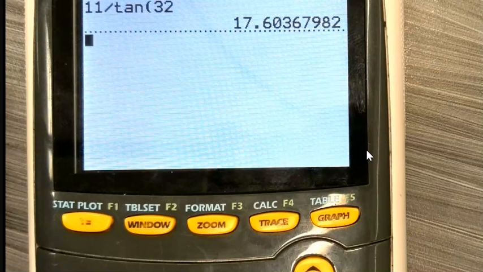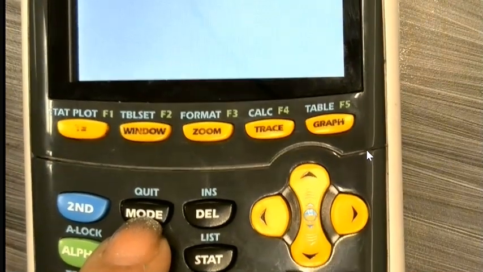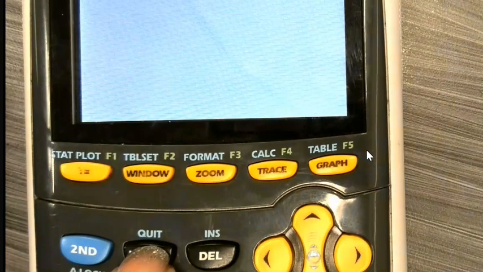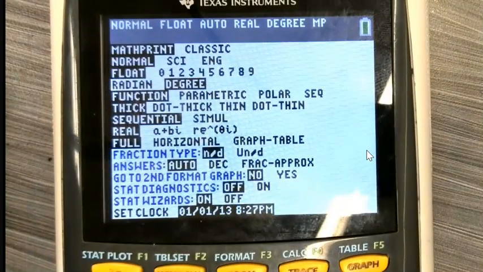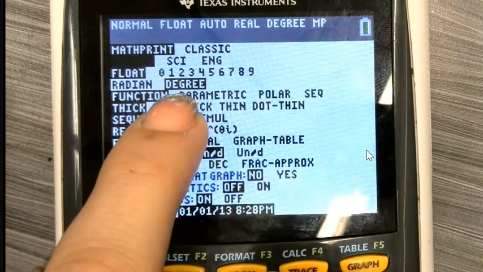The mode? Over here, Taylor, there's a mode button next to the blue second. And you go there, and then it gives you this list of like four things. Where it says radian, you want to arrow over to degree and press enter.